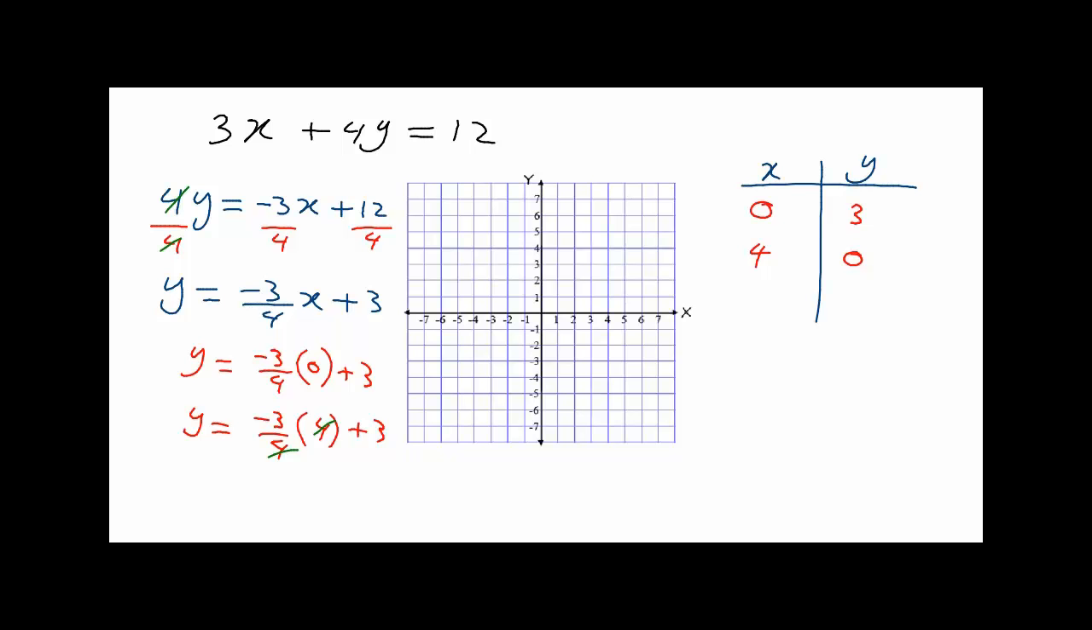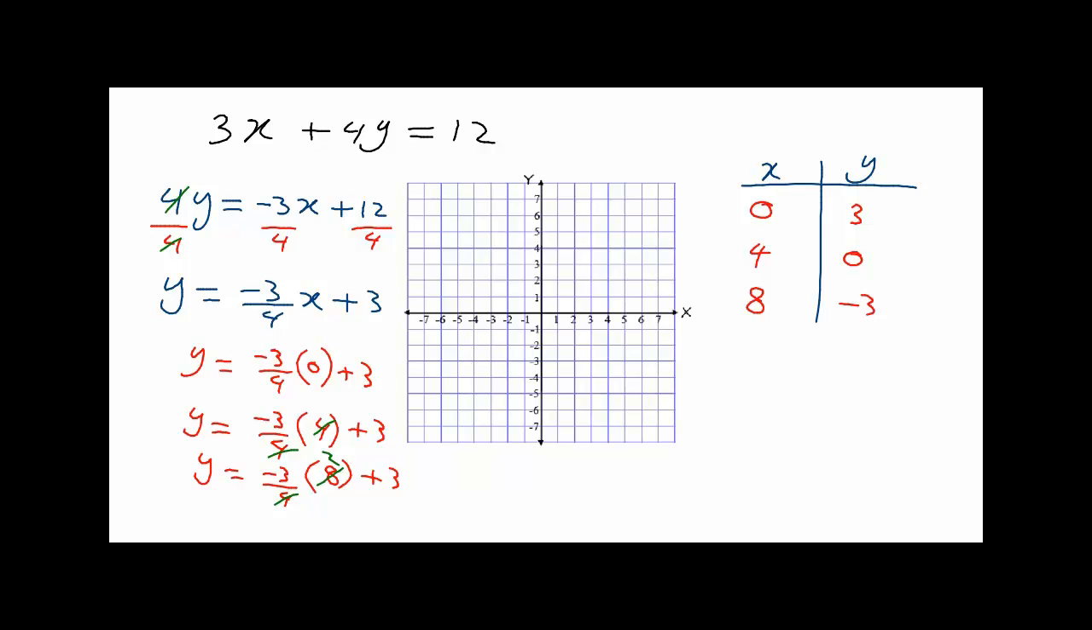You can assume many values for x. 2 correct values are enough. But just to make sure that your work was correct, just make an extra substitution for a third value for x, 8 as a value for x. So finding the value of y is going to be equal to negative 3 over 4 multiplied by 8 plus 3. This will give us negative 6 plus 3, which is negative 3.